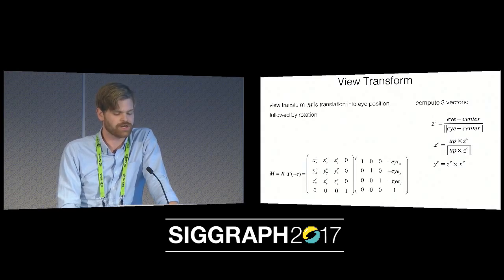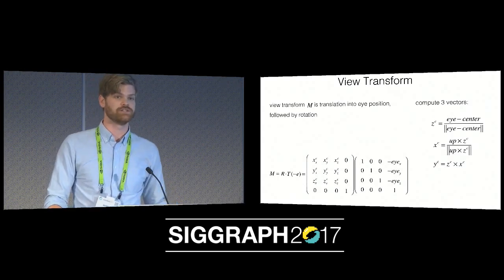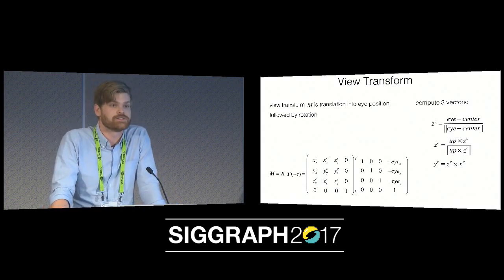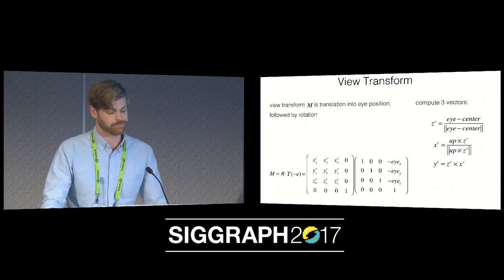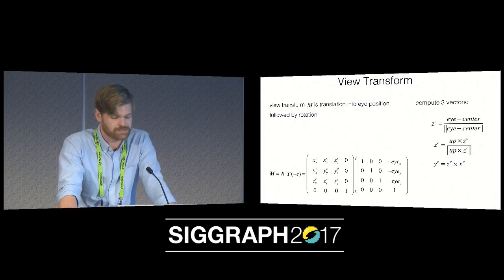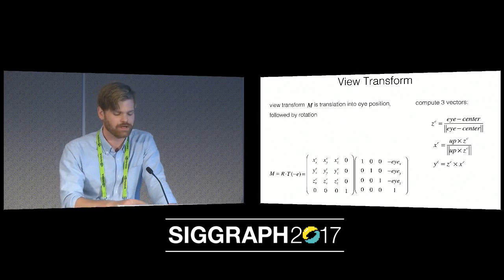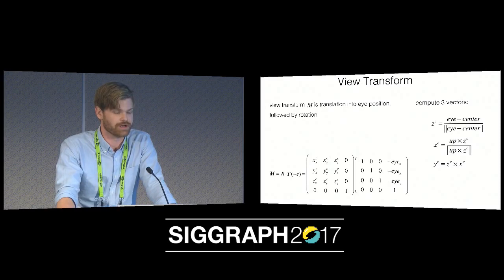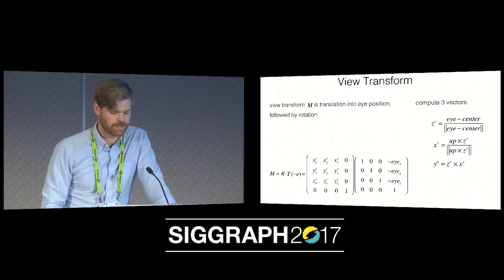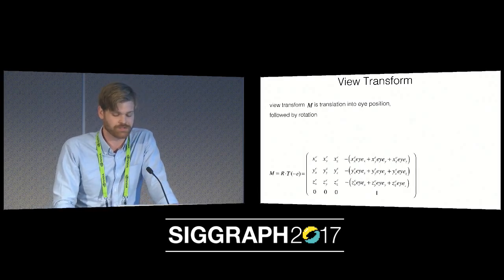So a view transform is essentially just a simple translation and rotation, and that's the underlying principle here. So we can define this view transform as just the multiplication of these two matrices. And then we're going to modify this a little bit when we get to the stereo rendering, and I'll show you how. So you can combine these into one matrix effectively.